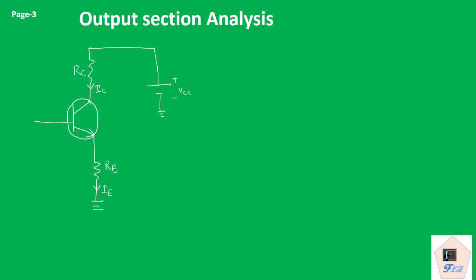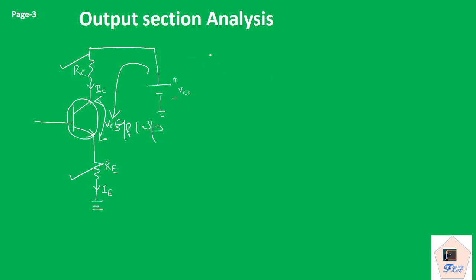Now let us have the output section. So this is our output loop. Now in this output loop, if we apply KVL, and this is the drop VCE. So we have three drops: drop across RC, drop across RE, and drop across the collector to emitter.